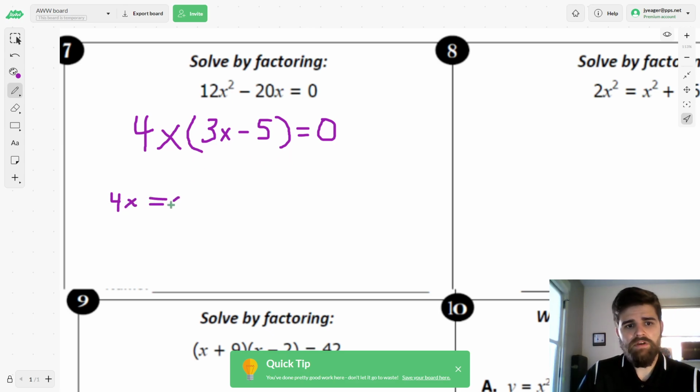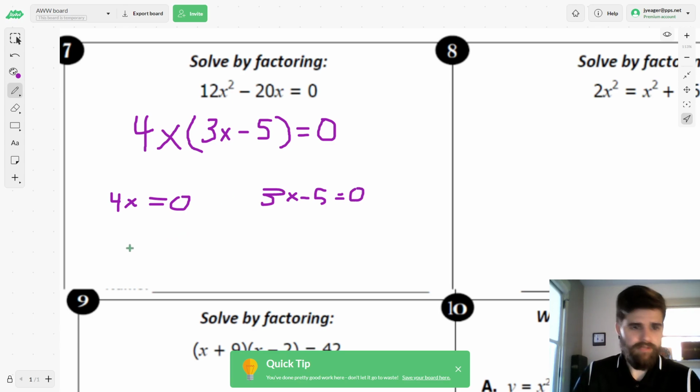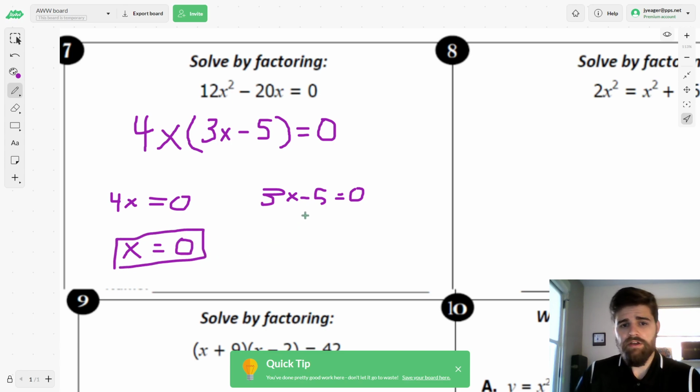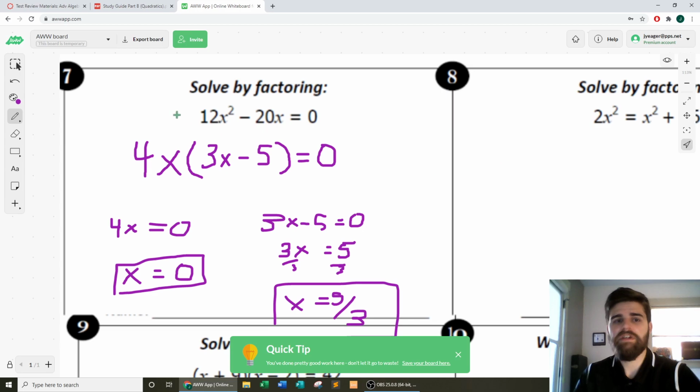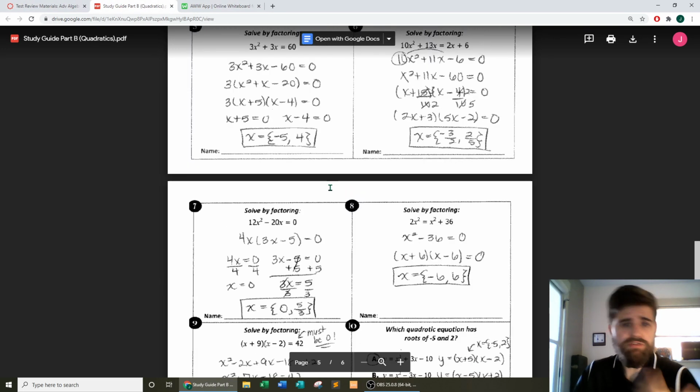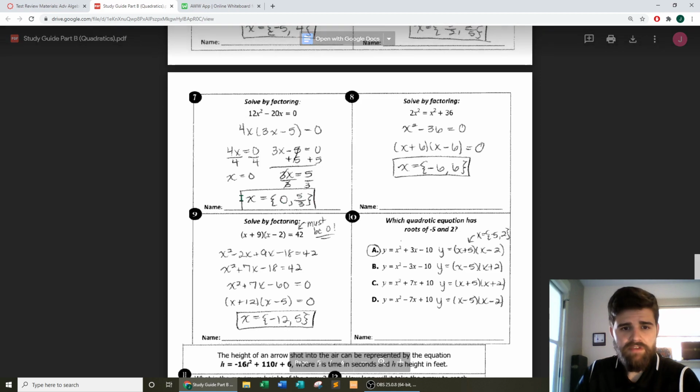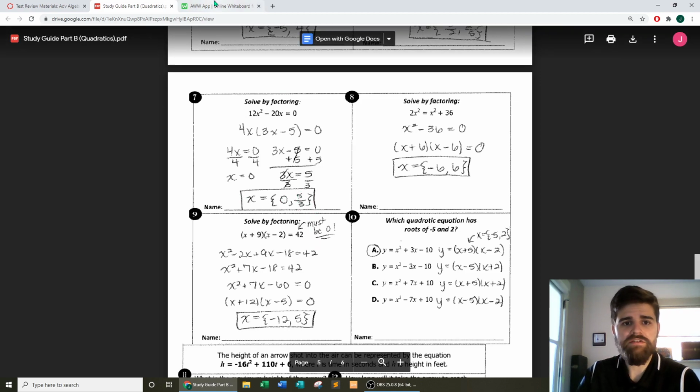4x could be 0, or 3x minus 5 could be 0. So even though this looks a little bit different, we still treat it the same way using that zero product property. So 4x times something is 0, something's got to be 0. Over here, we should solve this out. So if I add 5 to both sides, I get 3x is 5. Divide by 3, and I get x is 5 over 3. And we can check against the study guide and make sure that's correct. So as you're working through the study guide, remember you do have solutions. So we can see right there, x is equal to 0, 5/3.